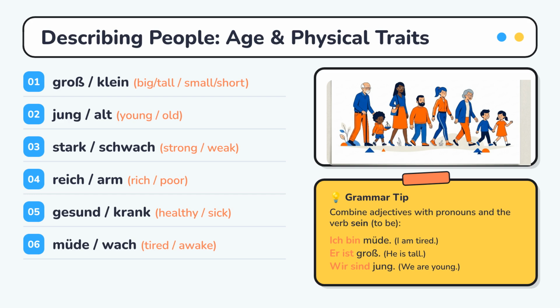Stark and schwach, strong and weak. Reich and arm, rich and poor. Gesund and krank, healthy and sick. And müde versus wach, tired and awake.